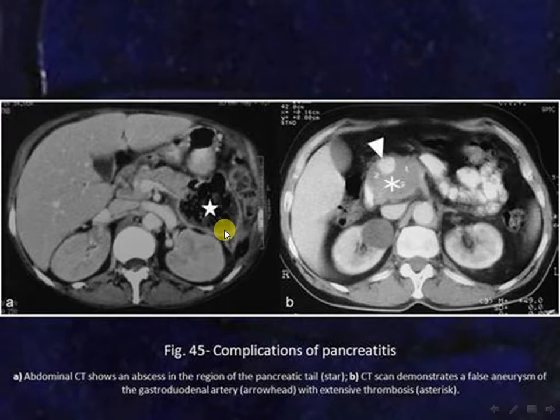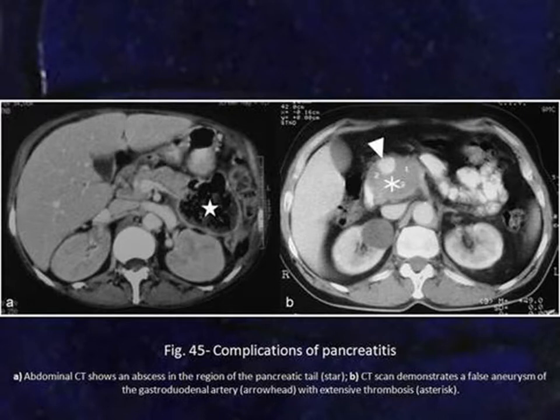You can see here there is a complication. These are complications of acute pancreatitis, including a false aneurysm of the gastroduodenal artery here with thrombosis, okay, and this is a regional abscess formation in the pancreatic tail containing gas. An abscess contains gas and fluid, okay, so you should keep it in mind. It's not just fluid in an abscess.